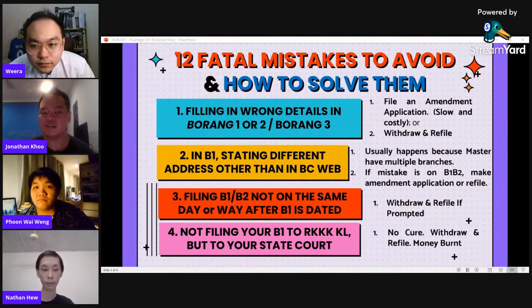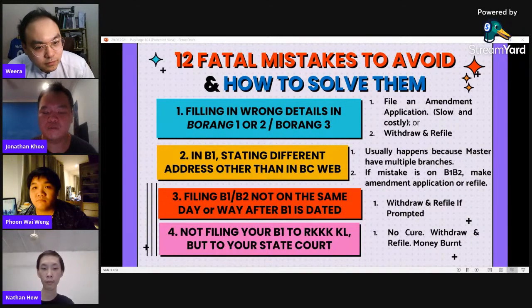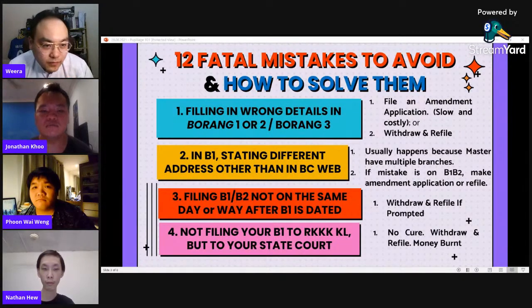So we will address the mistakes dealing with Borang 1 and 2 first before moving on to the other Borangs 3, 4, and 5. Firstly, would be filling in the wrong details in Borang 1, 2, or 3, and also stating a different address other than the Bar Council website. I would group these together because it is a similar mistake, but it has slightly different implications. Weera, would you take us through these mistakes?